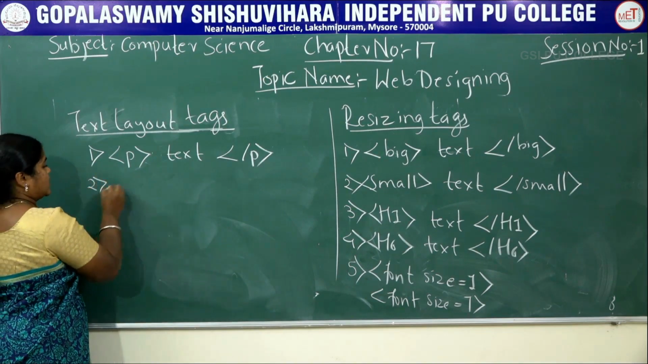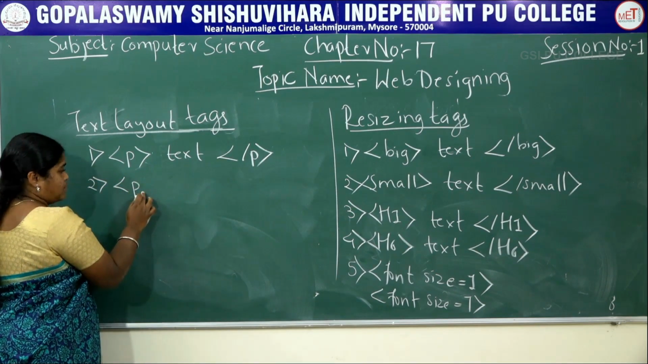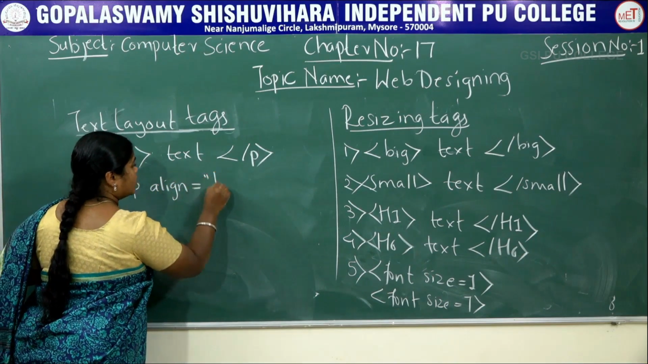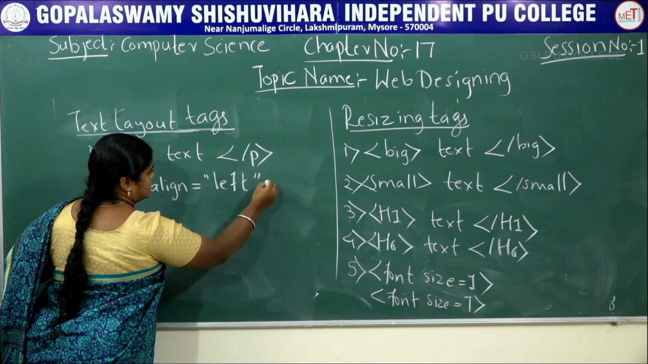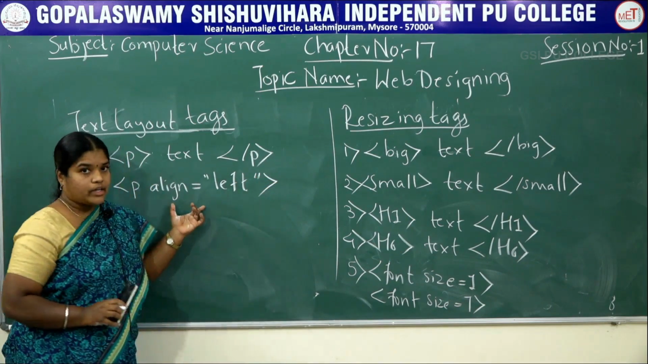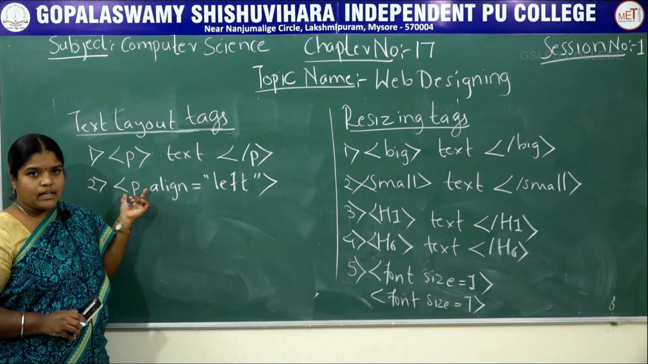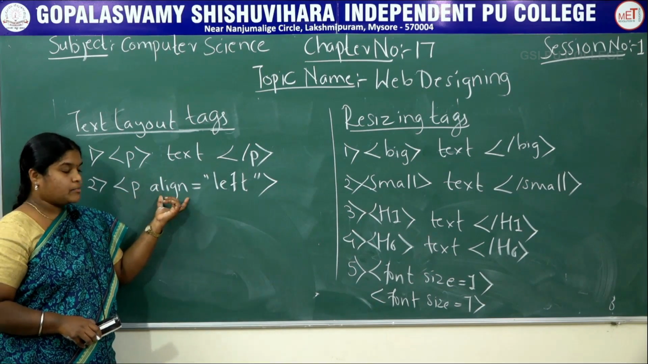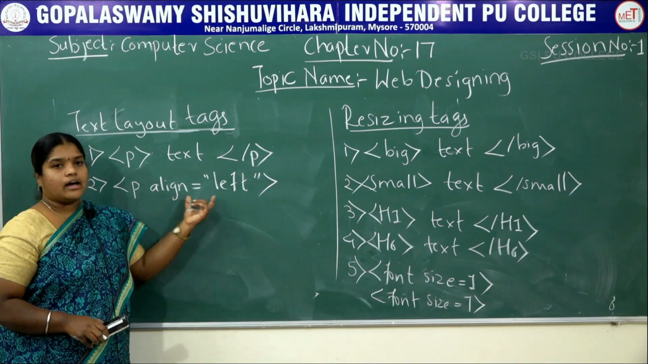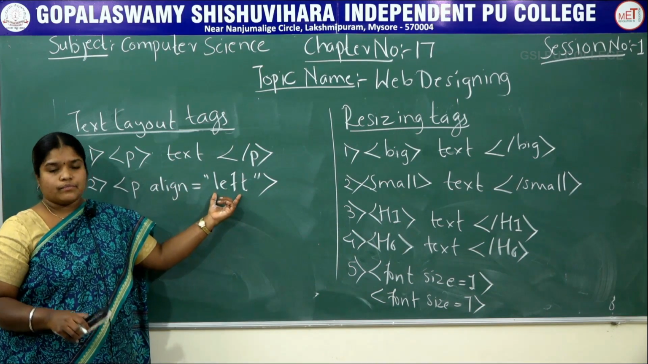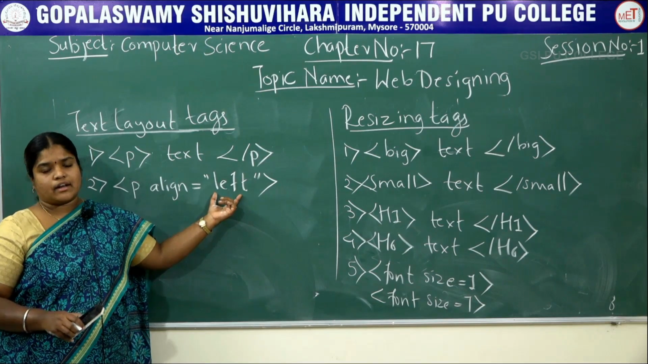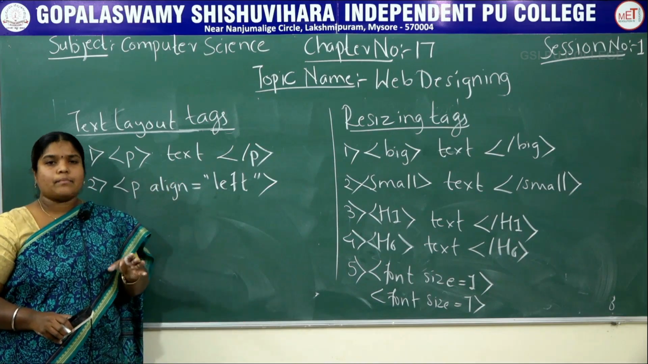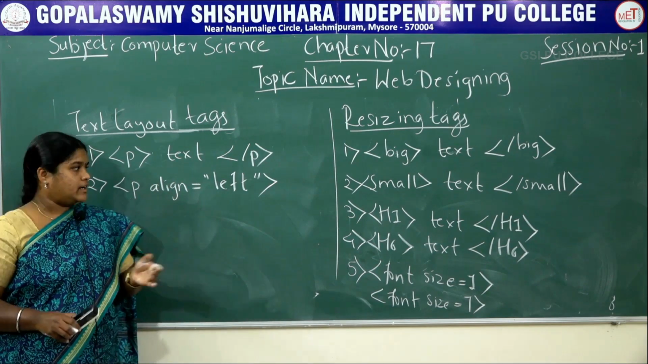Next we are going to study P, the same paragraph tag, with align equal to left. Now observe the difference here. P is the tag for paragraph. Along with paragraph, we have used the attribute align. Here alignment is equal to left. That means the text within the paragraph will be left justified, that is, the text in the paragraph will appear on the left side.